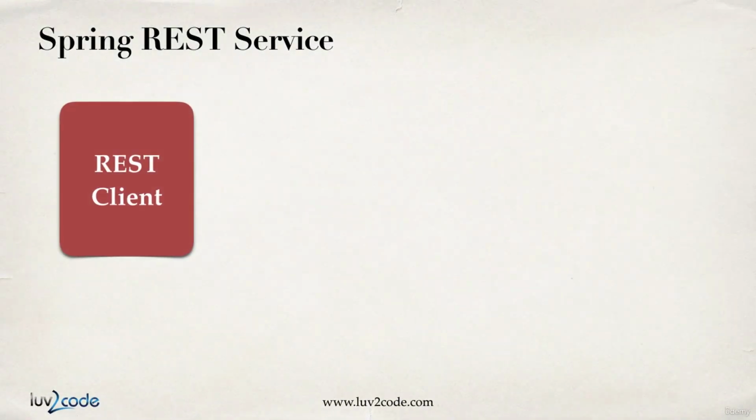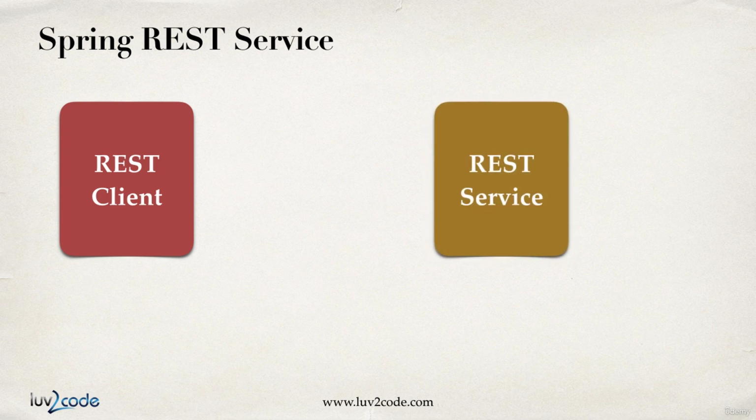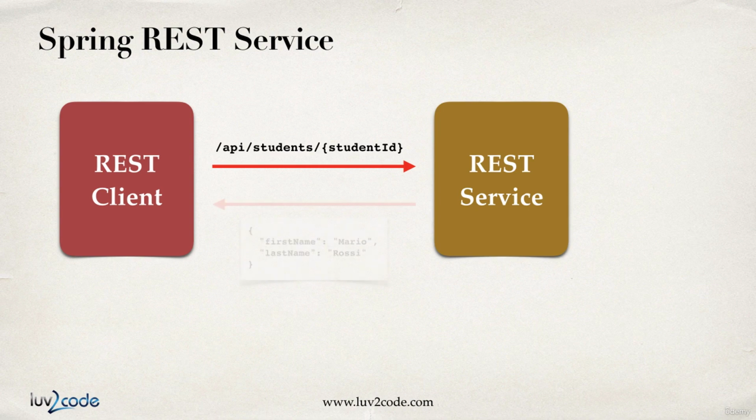Now let's look at this as far as the big picture. We'll have our REST client, and then over on the far right, we'll have our REST service. So we'll make a call to /api/students/{studentId} in curly braces. And again, that's our path variable. Then it'll return back that given student. Here, we're just making up an example. It'll return back Mario Rossi.